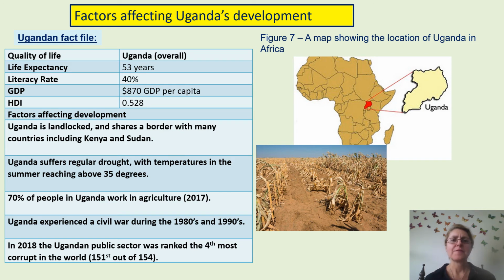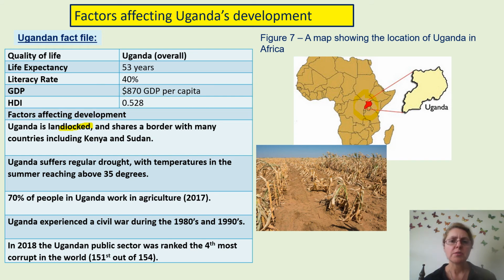Well, let's look at the factors that have affected Uganda's development. Let's look at the physical factors first. Uganda is landlocked. This means in order to trade internationally, they have to transport their goods on poorly built roads and through other countries. They therefore pay a high price for not having a seaport of their own. Their trade depends on ports of other countries transporting goods for them.